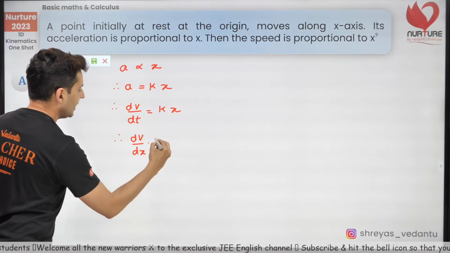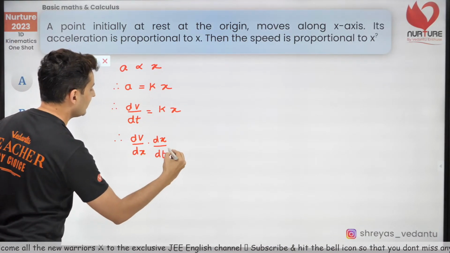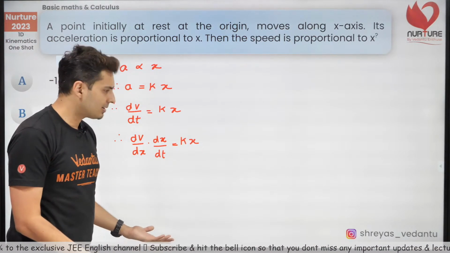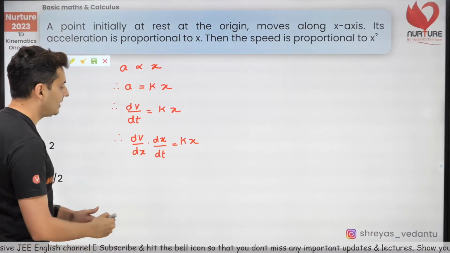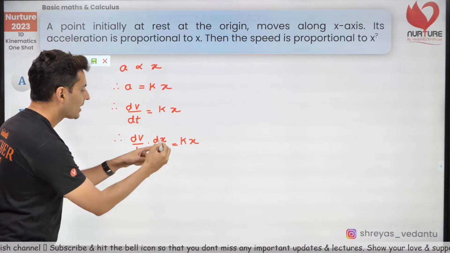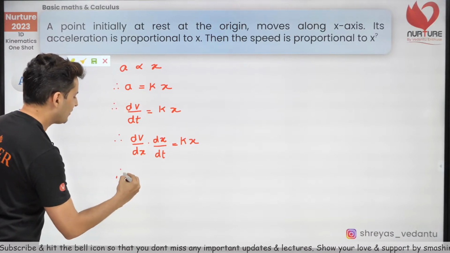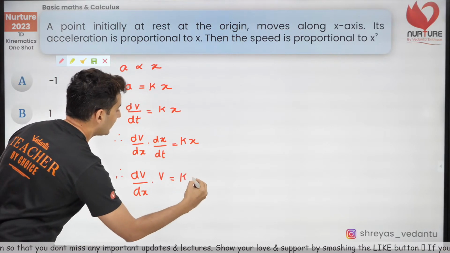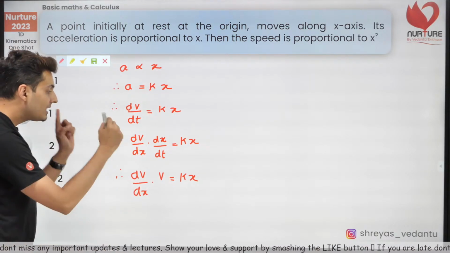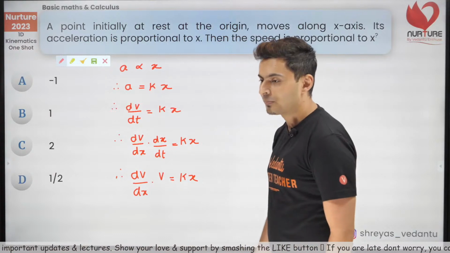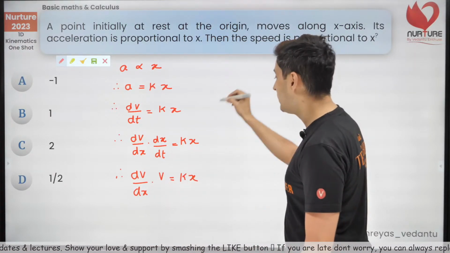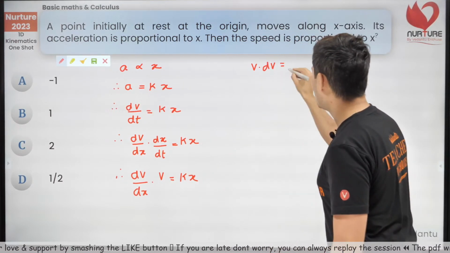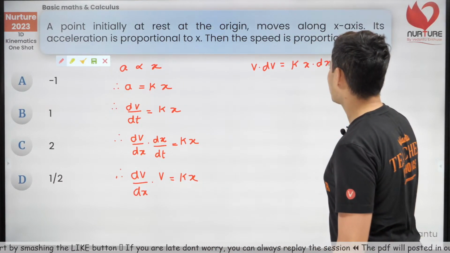Divide by dx and again multiply by dx. Equality is maintained. So this will be equal to kx. You may ask, sir, why did you do this? Guys, the reason is that dx by dt is velocity. So therefore, this will become dv by dx into v is equal to kx. That's the reason for it. Now I can bring it into Sundar form. How do I bring it into Sundar form? Look at this. V dv is equal to kx dx.